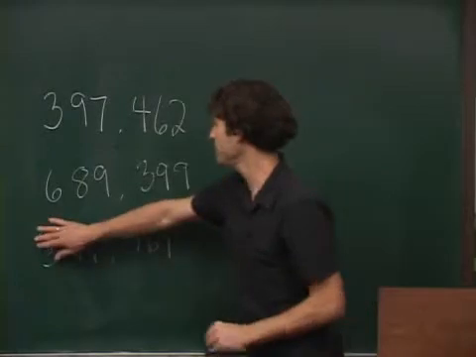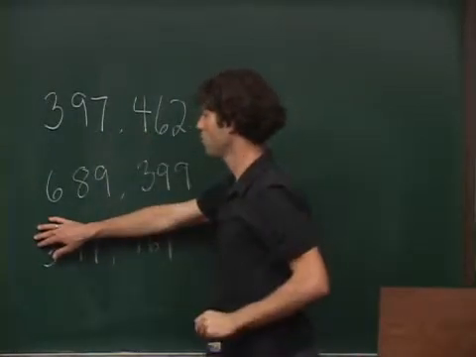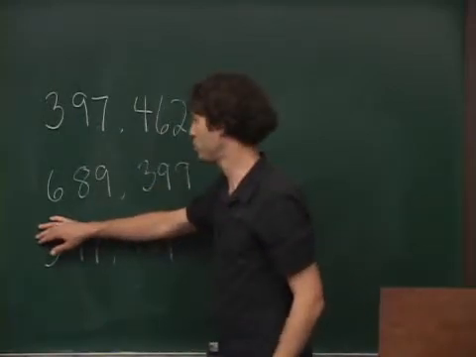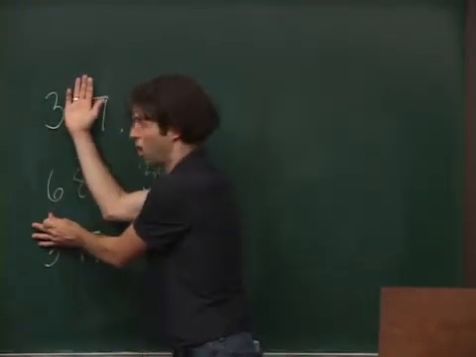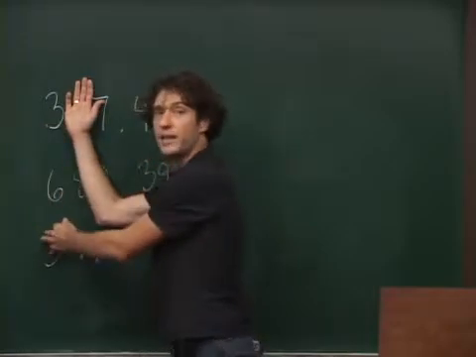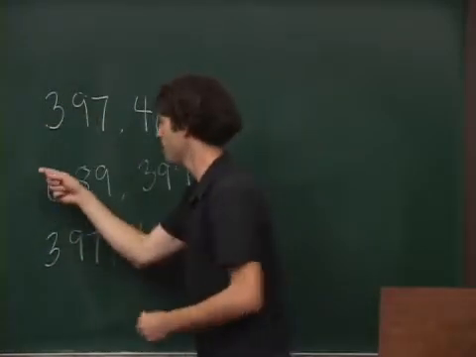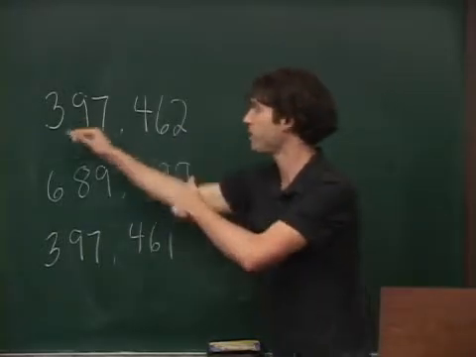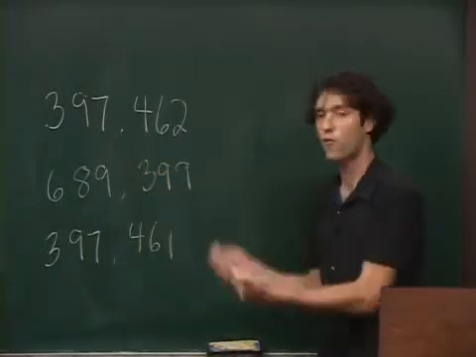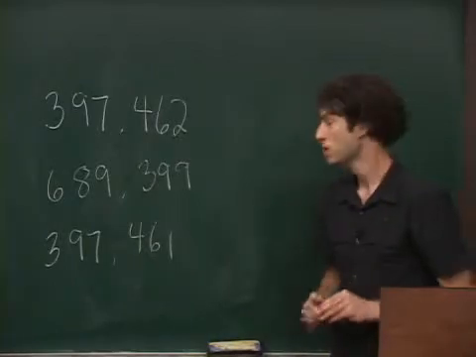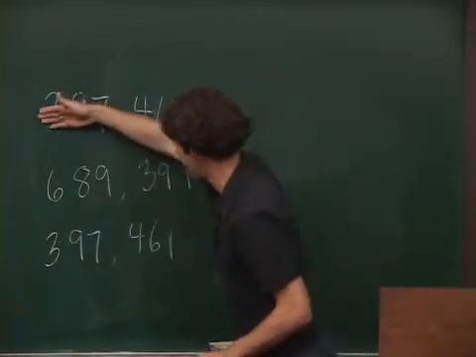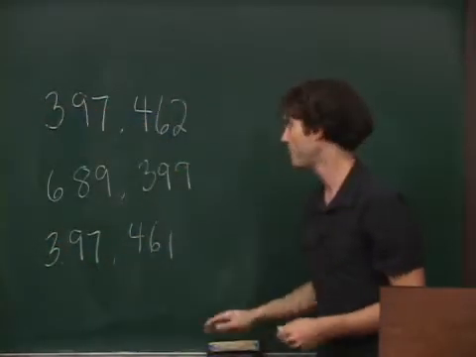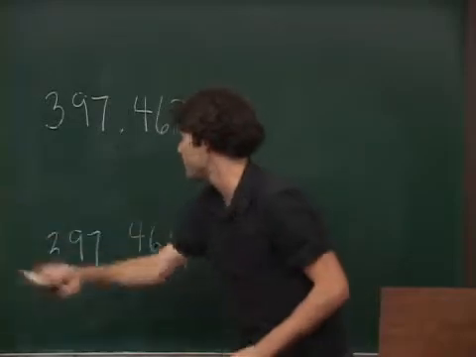Well, looking at these two, we can see that this one is greater than this one. Because what do you do? Well, you look at the first column, and this is a 6, and there is a 3. So already we know that 689,399 is greater than 397,462. So we know that, and if we look here, we can see that it's the same, a 6 and a 3. So we know that this number is the greatest.